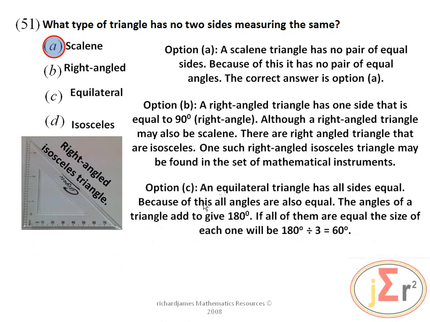Option C now, what about equilateral? An equilateral triangle has all sides equal. Because of this, all angles are also equal. The angles of a triangle add to give 180 degrees. All of them are equal in size to each other. Therefore, each one will be what? 180 degrees divided by 3. So each angle of an equilateral triangle is equal to 60 degrees.